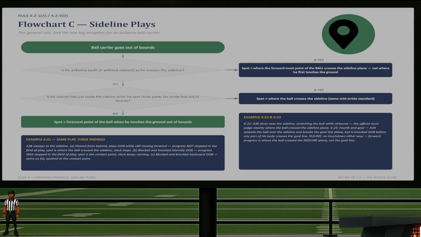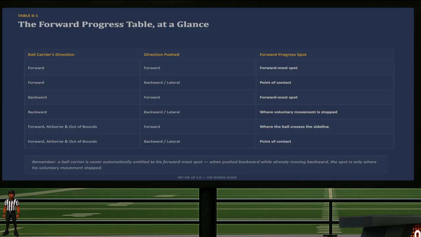The forward progress table at a glance. Let's put the whole table together in one place. If the ball carrier is moving forward and gets pushed forward, the spot is the forwardmost spot of the ball. If he's moving forward and gets pushed backward or laterally, the spot is the point of contact. If he's moving backward and gets pushed forward, the spot is still the forwardmost spot of the ball. If he's moving backward and gets pushed backward or laterally, the spot is wherever his voluntary movement was stopped.